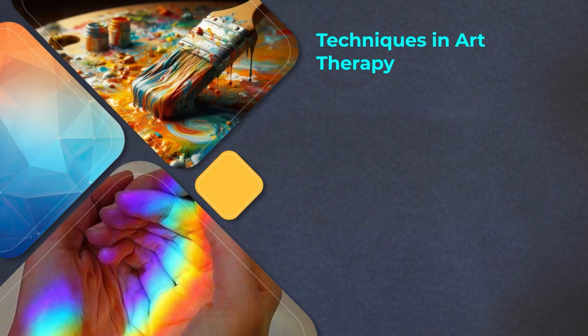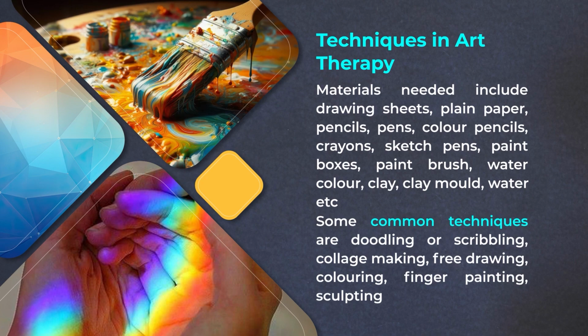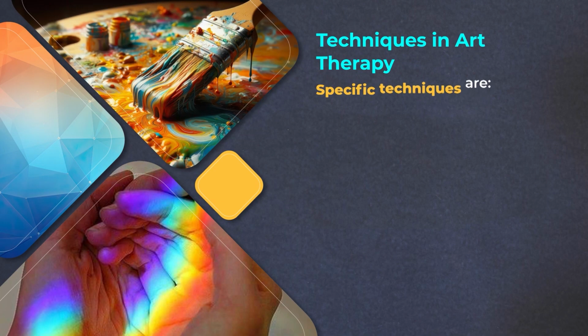So let's talk about some of the techniques in art therapy. The materials needed for art therapy include art paper, drawing sheets, plain sheets, pencils, pens, color pencils, crayons, sketch pens, paint boxes, brushes, watercolor, clay mold and so on. Some of the techniques of art therapy are doodling, scribbling, collage, free drawing, coloring, finger painting and sculpting. The therapeutic goals of these techniques are to explore oneself or express one's inner feelings and explore one's relation with the world. Now, I'll give you some examples of very specific techniques which are used in art therapy.